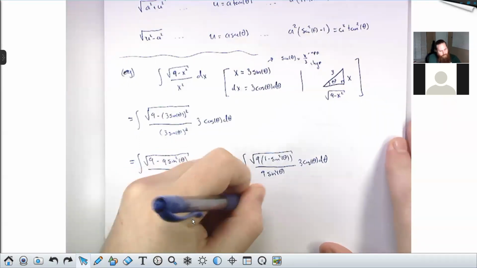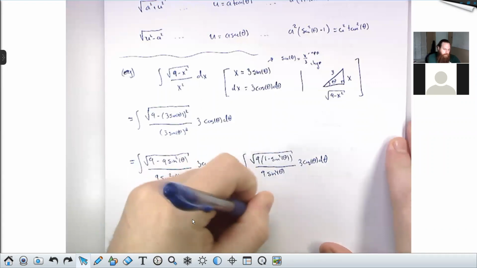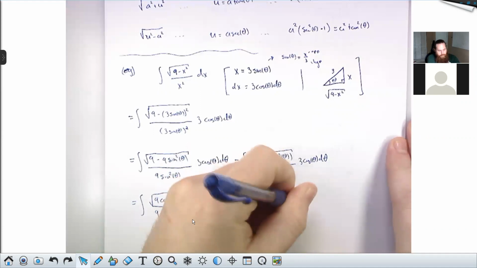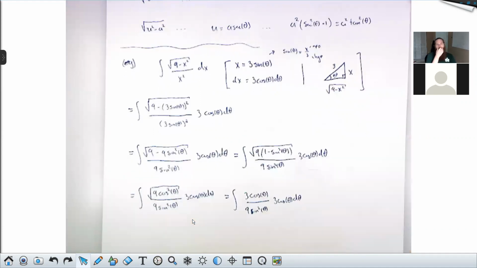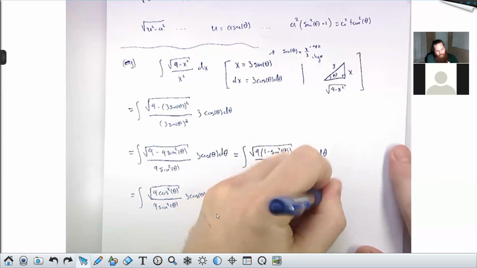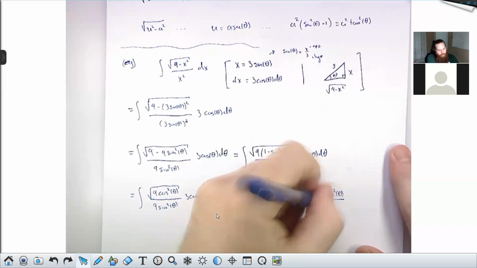That's going to be 3 cos theta over 9 sine squared theta times 3 cos theta d theta. Now I've got a 3 here and a 3 here. That gives me a 9 upstairs. I've got a 9 downstairs, so the constants all cancel. And you get the integral of cos squared theta over sine squared theta.